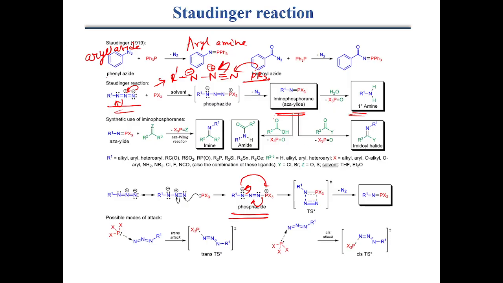If we use a ketone here, then we'll get the imine: the ketone will react with this, an aza-Wittig reaction happens here, and after elimination we'll get this imine. If we react with this acid, then we'll get this amide after the aza-Wittig reaction.